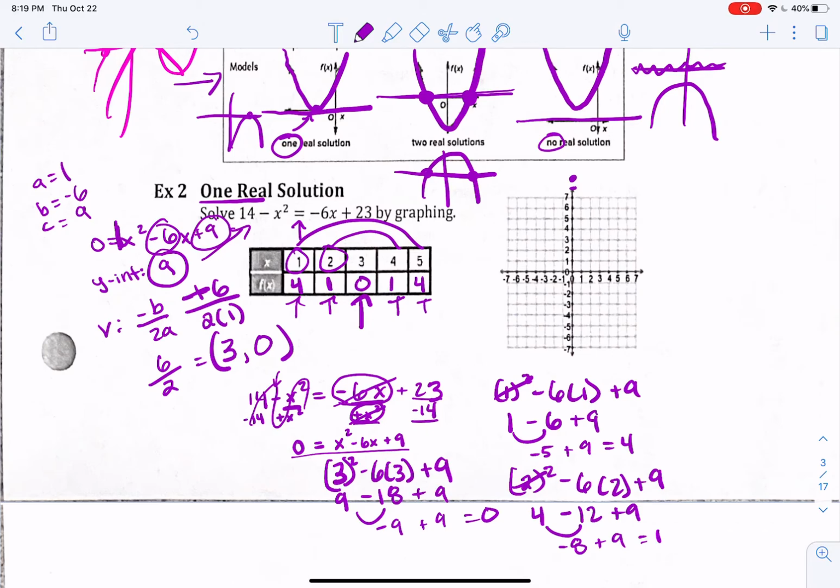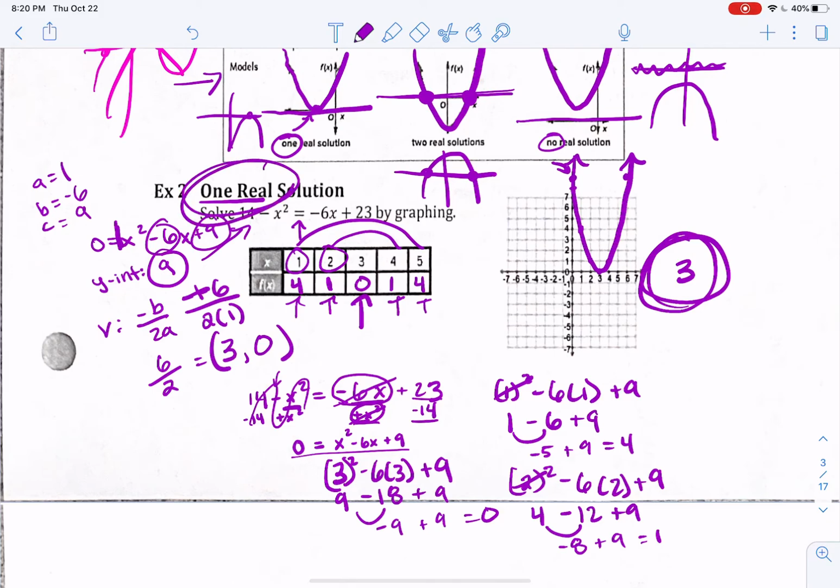Okay, so if I graph this, I have the point 1 comma 4, 2 comma 1, 3 comma 0, 4 comma 1, 5 comma 4. Really, I also know 6 is up here at 9 because my y-intercept was at 9. So I could do that as well. And this is what my parabola is going to look like. The one solution is 3. That's what I'm really trying to find. And because it comes down and only touches at one spot, it only has one real solution.